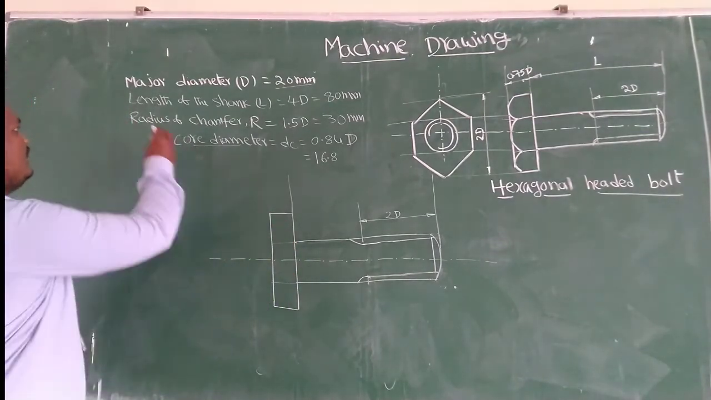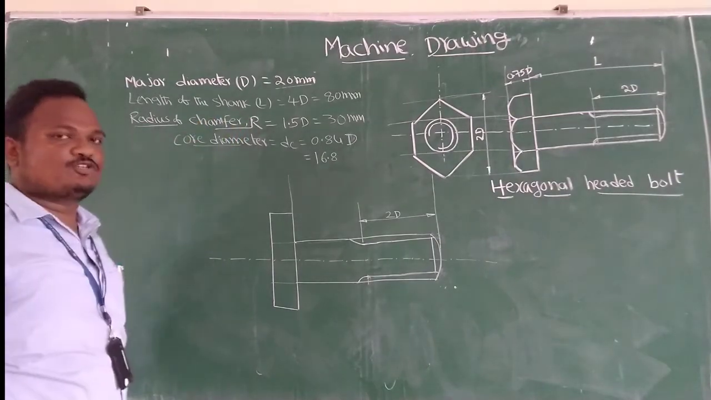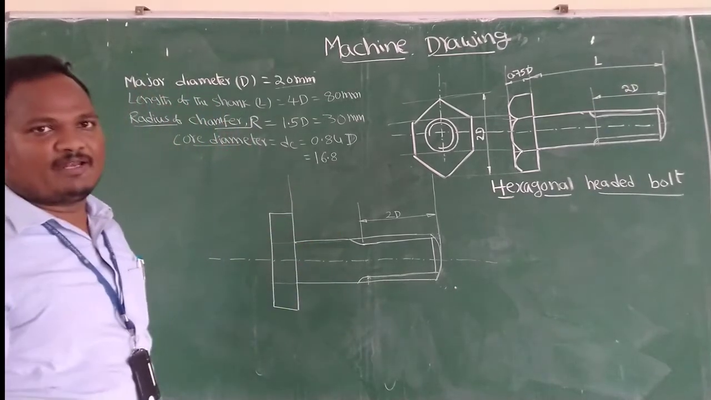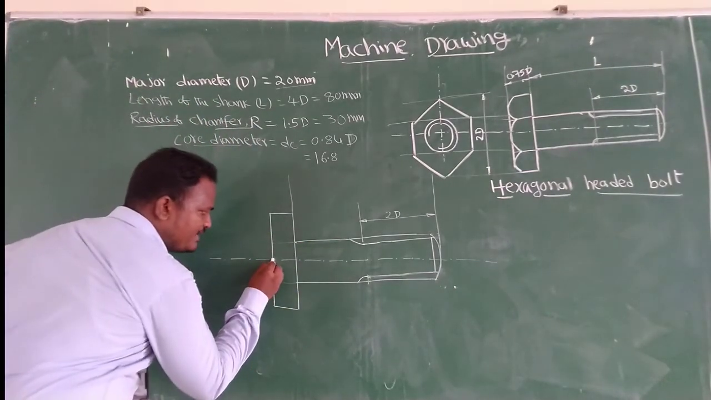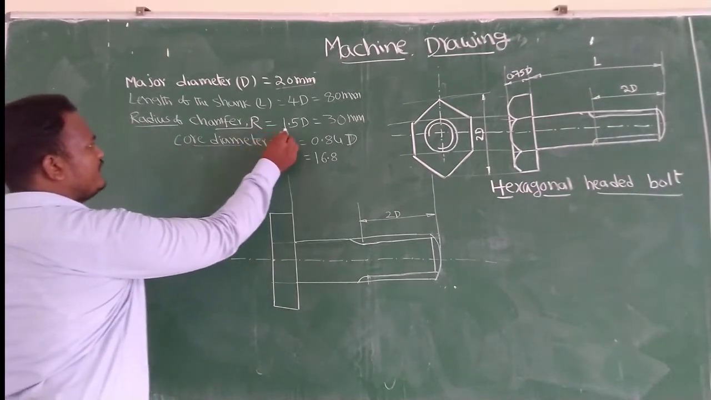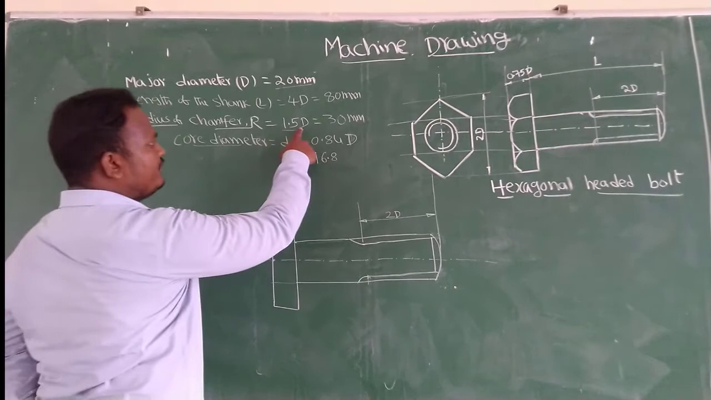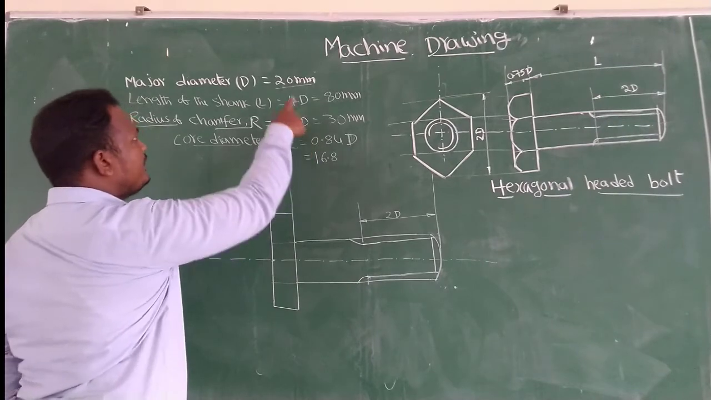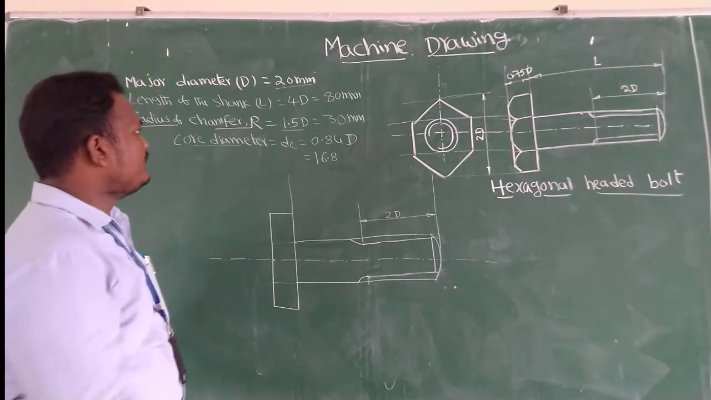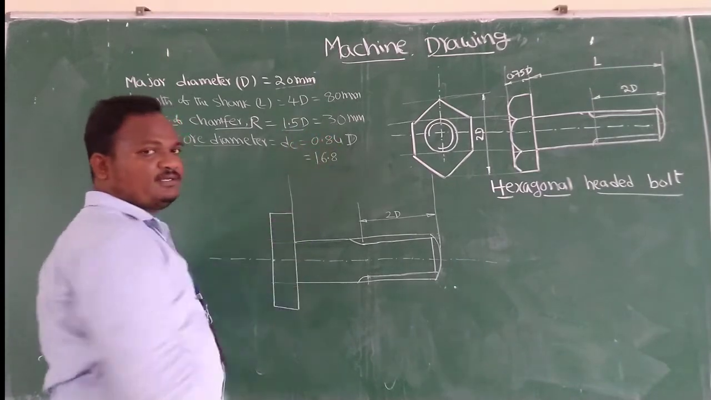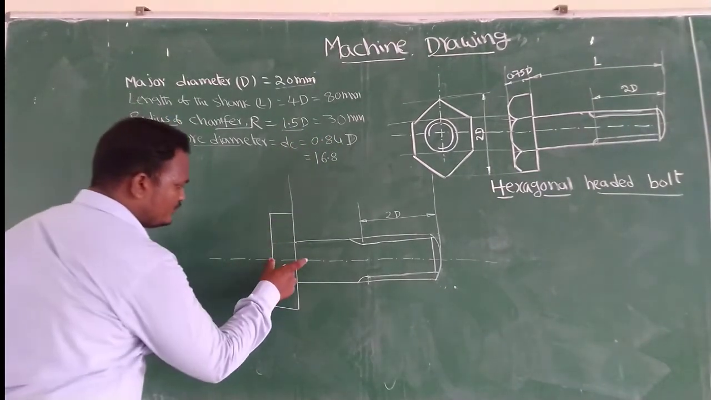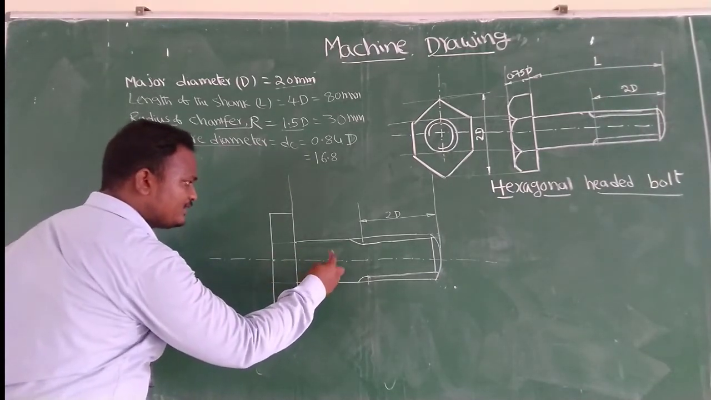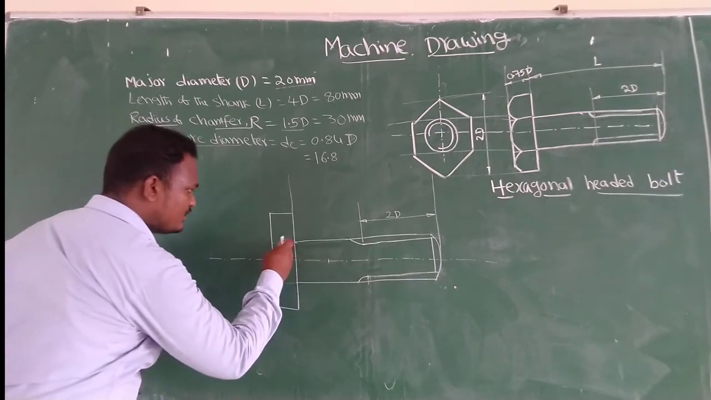Okay, so after that you have to draw arcs here. We have a standard formula for the chamfer radius: r is equal to 1.5 d. So take 1.5 into d. Initially I took d as 20 mm, so 1.5 into 20, I will get 30 mm. Now this point as the center, 30 mm as a radius, draw the arc.